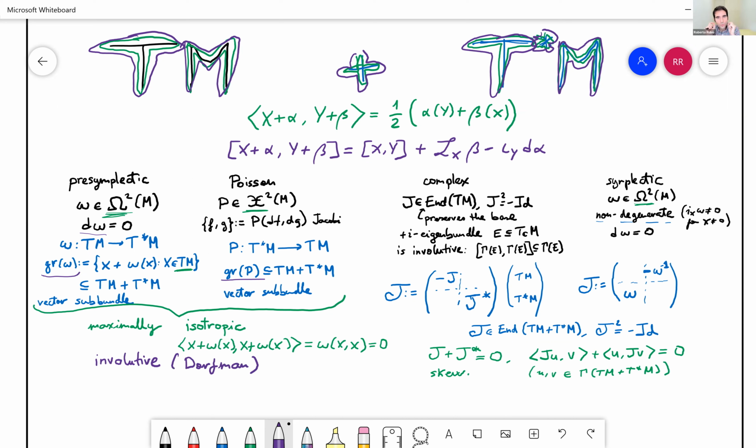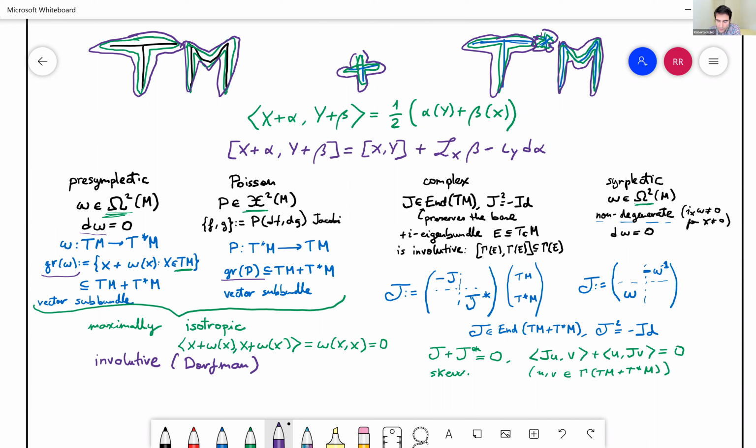And actually it works really well because if you give me a two form, I will always be able to take its graph and have something maximally isotropic. So it turns out that that two form is closed if and only if the graph is involutive for this bracket, okay? And the same for the Poisson bivector.